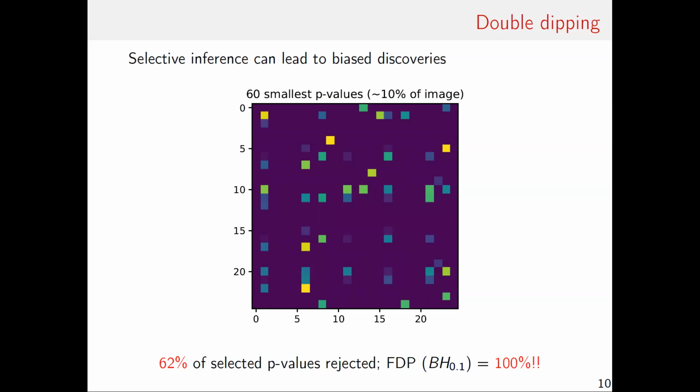But now, if before performing the Benjamini-Hochberg procedure, we perform a selection step, which consists in thresholding the image. So here we've retained 10% of the image, which corresponds to the 10% of smallest p-values. And now we perform Benjamini-Hochberg on this subset. We get 62% of the selected p-values that are rejected, which is absolutely enormous. And we get an FDP, of course, of 100%, because since there is no signal to find, every detection is a false positive. So it's normal that the FDP is 100%.